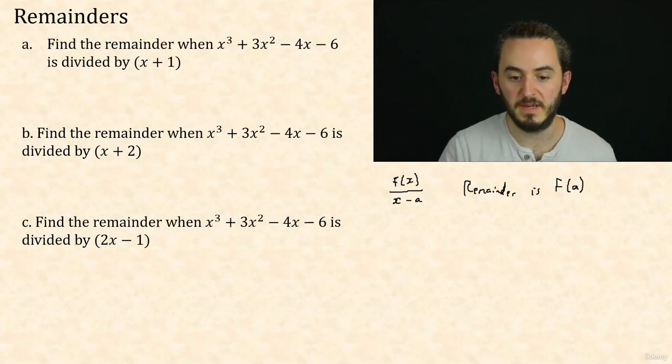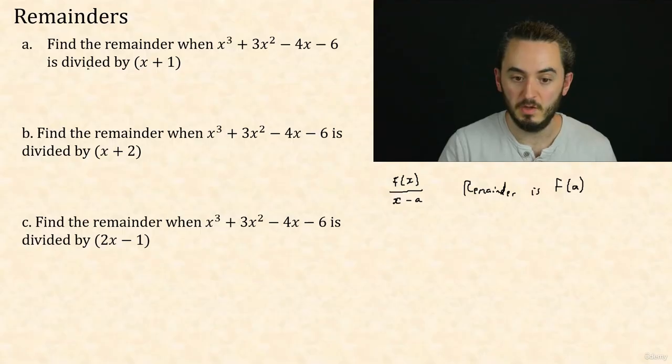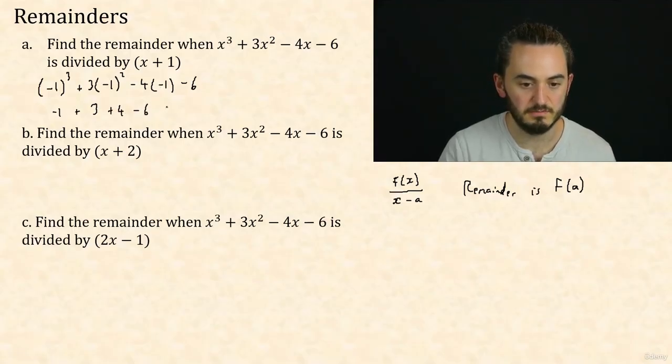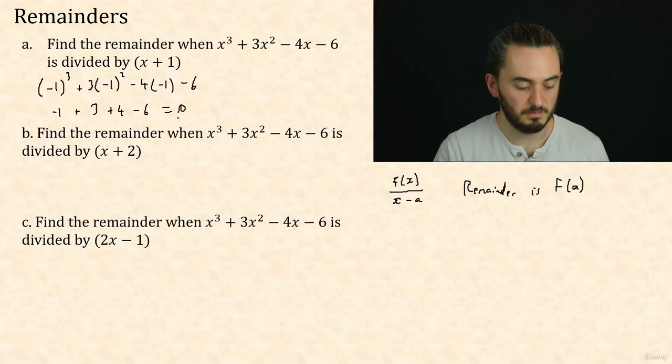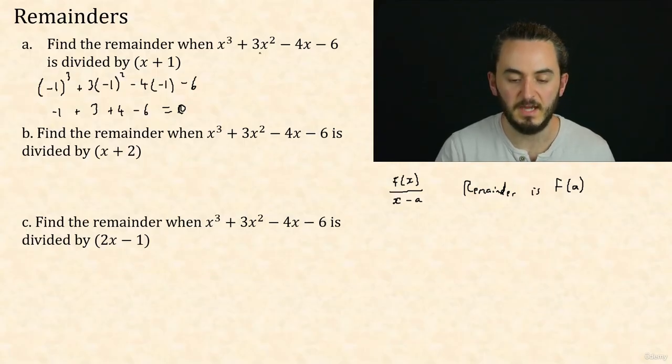So for example, find the remainder when x cubed plus 3x squared minus 4x minus 6 is divided by x plus 1. All we do is put minus 1 into f(x). So (-1) cubed plus 3 times (-1) squared minus 4 times (-1) minus 6. And what is that? Well, (-1) cubed is minus 1. 3 times (-1) squared is 3. Minus 4 times minus 1 is plus 4. And minus 6 is 0. So there was a remainder of 0 there.